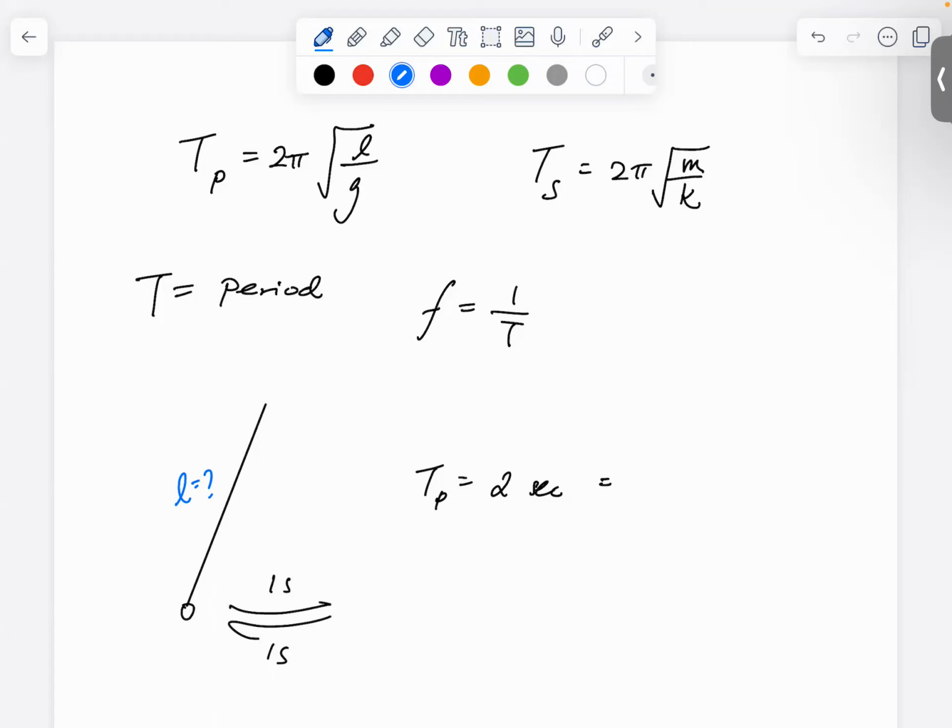One thing that you should realize when you are looking at these two equations is that the things really controlled by us are in the numerator: the mass for the spring and the length for the pendulum. All the other ones are basically constants. So we say, 2 seconds, right? That's equal to 2 pi times the square root of L over G, which is 9.8.